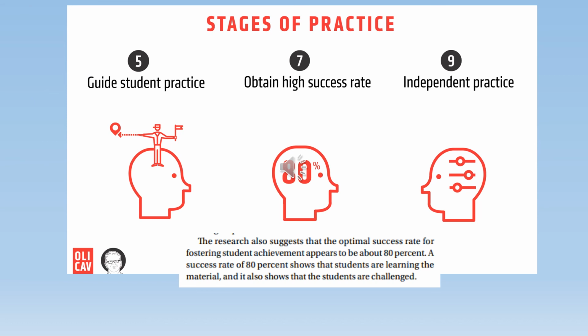Stages of practice, guiding practice, modelling scaffolding, and then reducing the amount of scaffolding so that the child becomes more confident. Think of the learning to ride a bike analogy. Obtaining a high success rate, basically a student success rate of around 80% of the class, shows that the students are learning yet being challenged. And lastly, independent practice. Scaffolding has been reduced, and so the child has the opportunity to practice, and retrieve information.